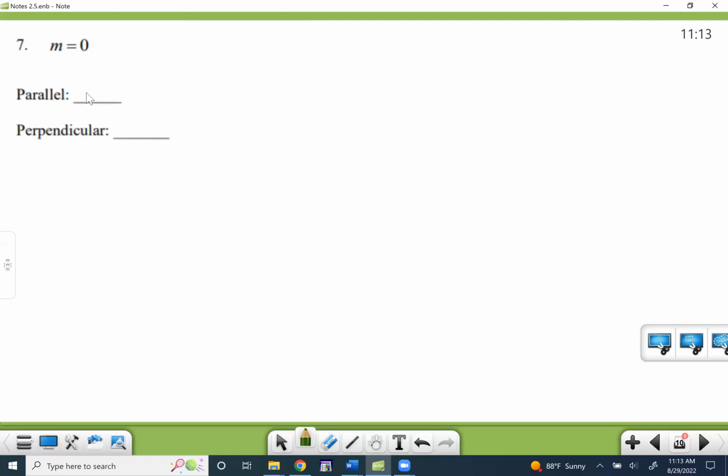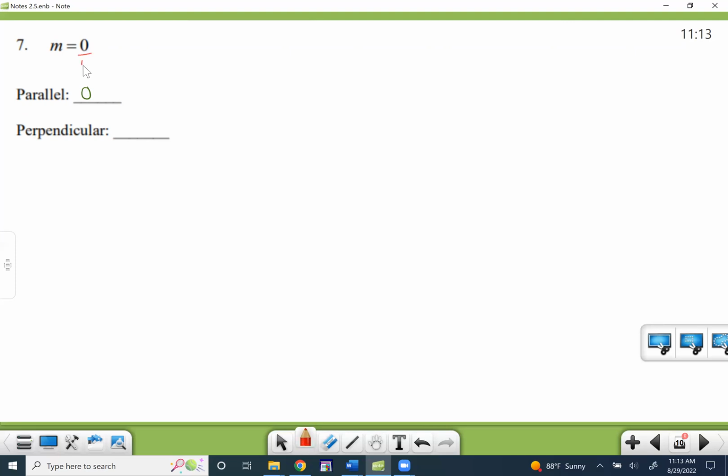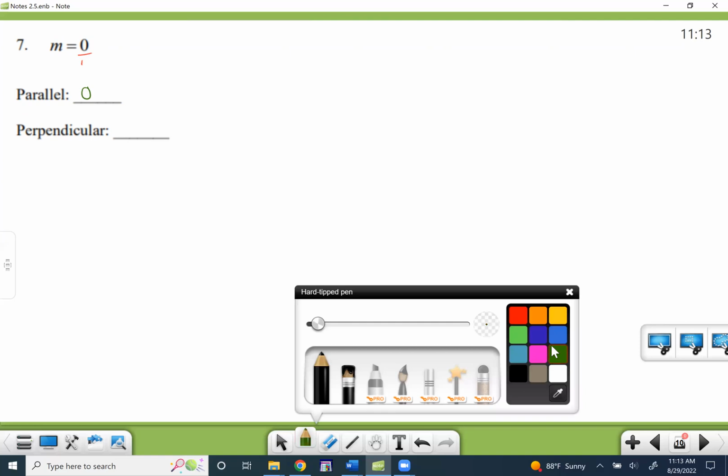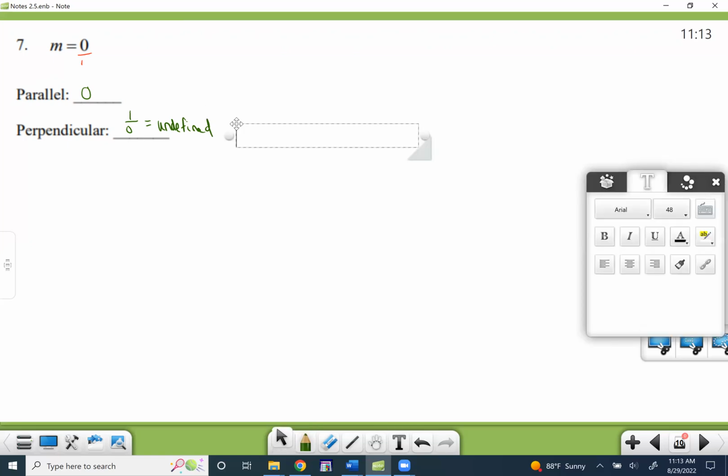All right, parallel should be exactly the same. Now we can't really go flipping this because look what happens when we flip this. If we flip this, it would be 1/0. But we know that any time we have 0 in the bottom, since we cannot divide by 0, the answer is undefined. Okay, so the slope of this is undefined. Remember what that means? That means it must be a vertical line.